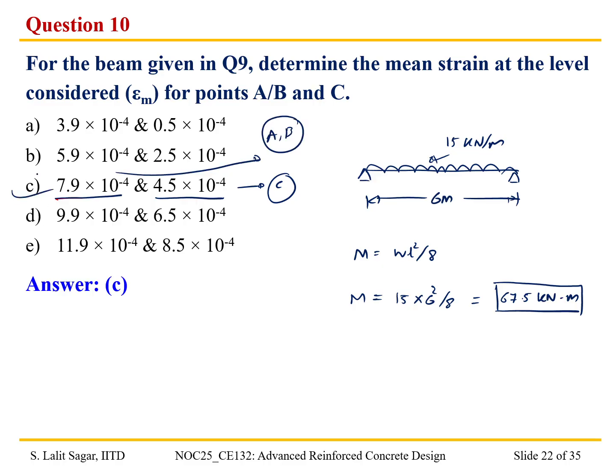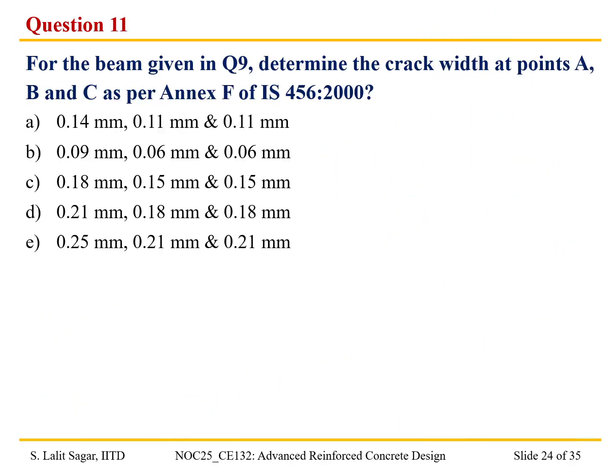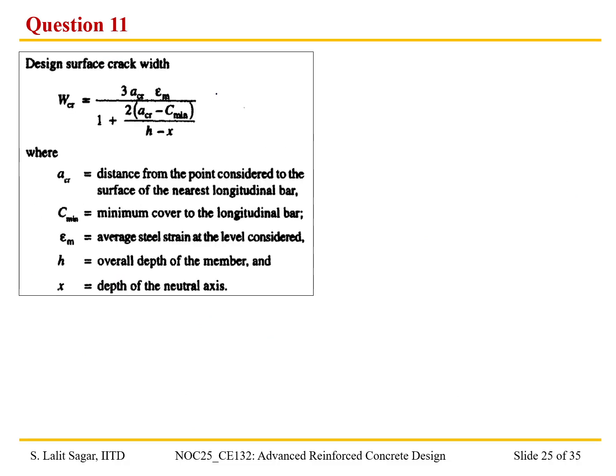So we'll move forward. We have another 5 questions for today's session, right? After this, for the beam given in question 9, determine the crack width at points A, B, and C as per annexure F of IS 456-2000. Okay, so let me write down the value of epsilon m first, for the different values, right? I think it is better to make a table over here, right?